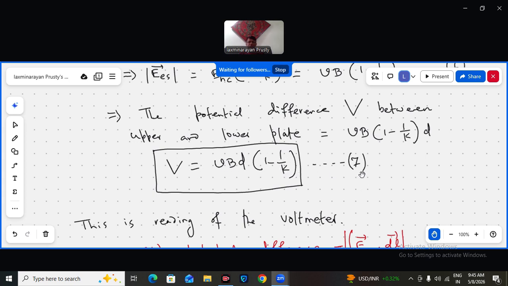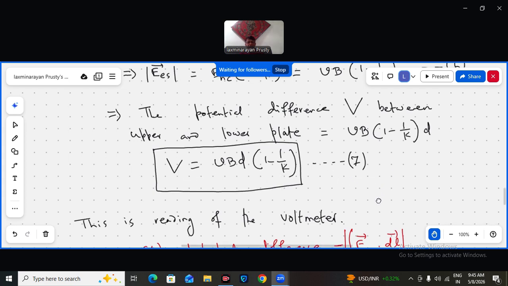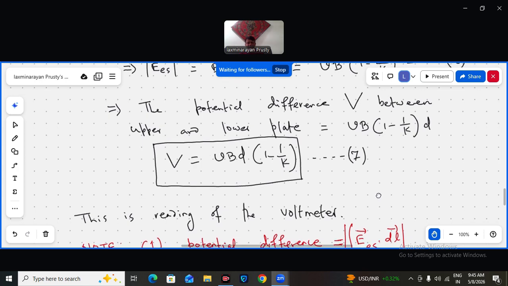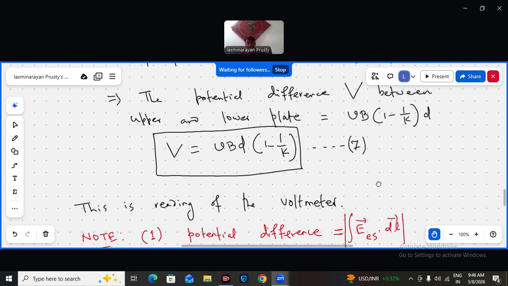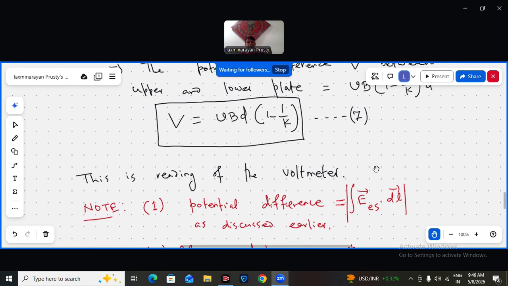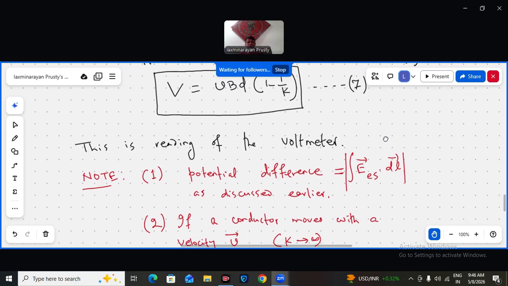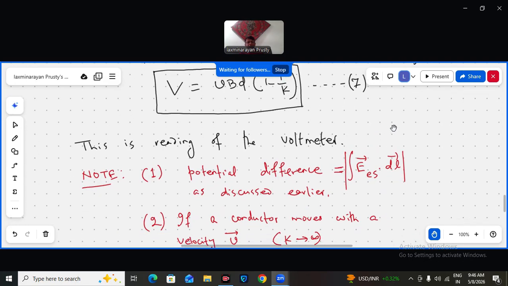So V will be 0, because no charge accumulation will take place. There is no medium, which means there will be no polarization, no bound charge, so no V will take place. But ENC will remain. The electrostatic field will not arise, because charge accumulation is not taking place. Charge accumulation may be bound charge or free charge, but if accumulation is there, then a potential difference must be there. So this is the reading of the voltmeter.